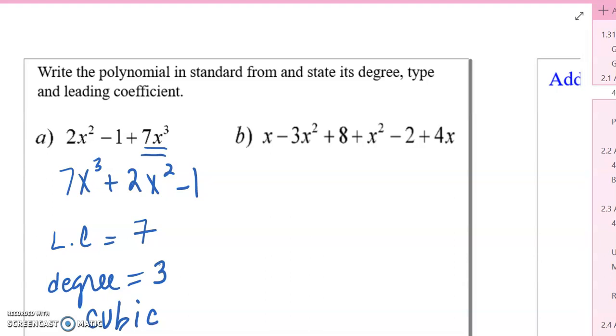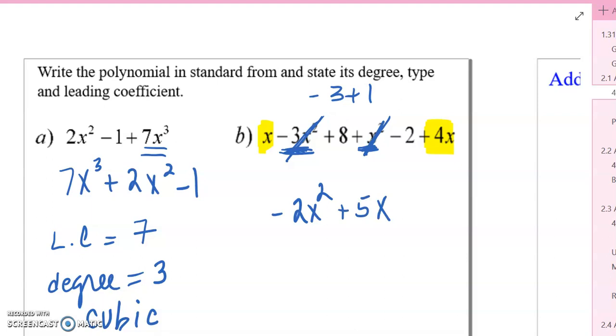Okay, please try the next one. It also looks like we have some combining of terms. We have 2x squareds in the problem, and we also have an x, which is a linear term, and a 4x. So we need to combine them first before putting them in standard form. My highest term is -3 plus 1, so -3 plus 1 is -2x to the second power. That takes them away. Then I have 1x and 4x, which is 5x. That takes them away. And then I have my constants, which are 8 minus 2, which is 6.